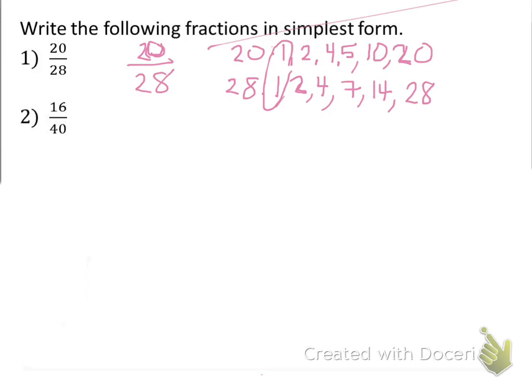Okay, what is the greatest common factor of these two numbers? So 1's a factor, 2's a factor, 4's a factor, and that's it. So my greatest common factor is 4.